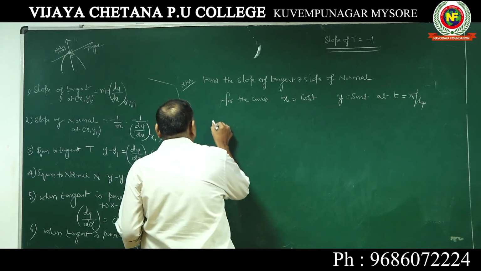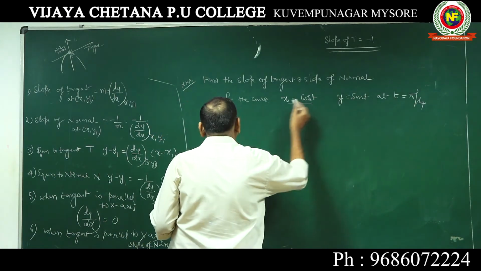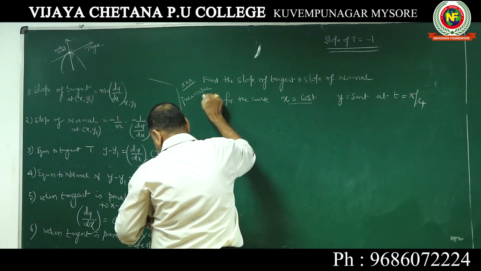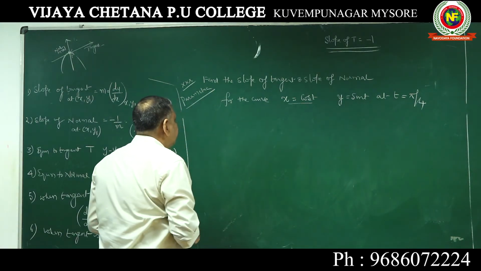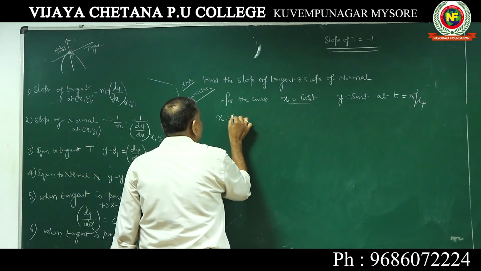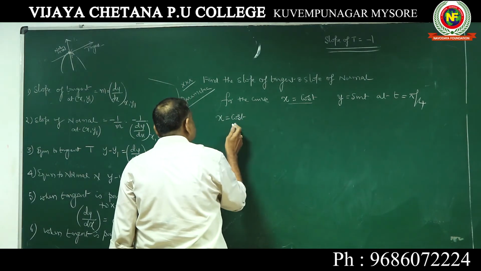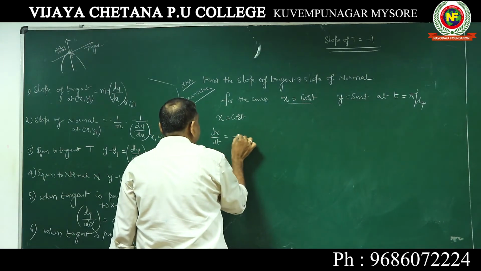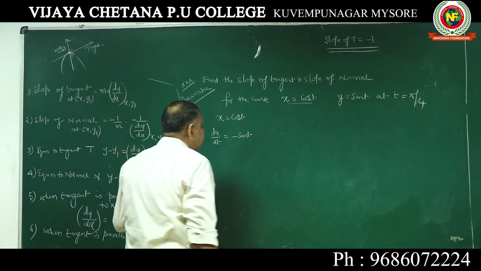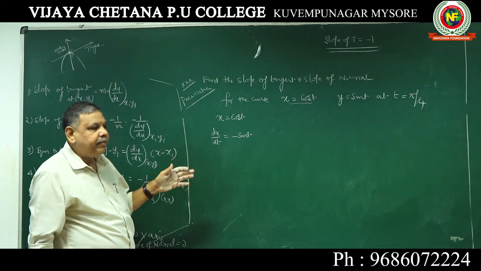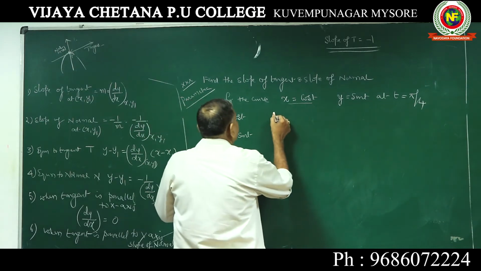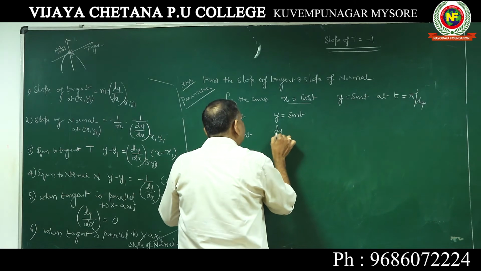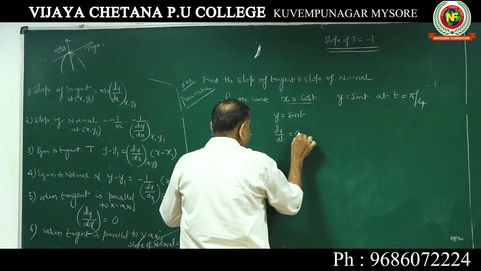Now, this is an important problem because it's a parametric function. You should understand it is a parametric function. So you take x equal to cos t, differentiate with t as the parameter, dx by dt is minus sin t. Here x is equal to cos t and dx by dt is minus sin t. y is equal to sin t. When you differentiate this, dy by dt is equal to cos t.